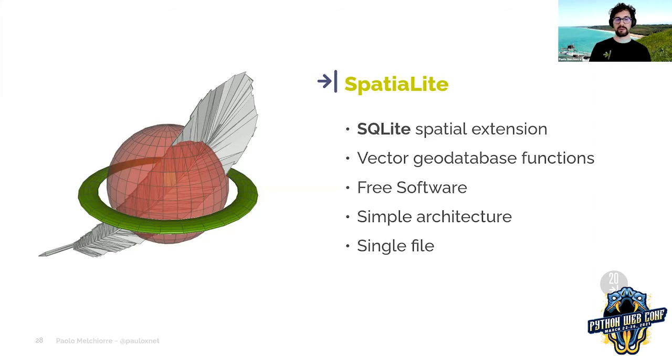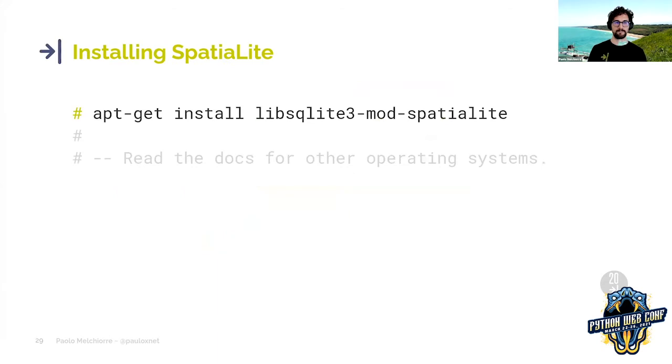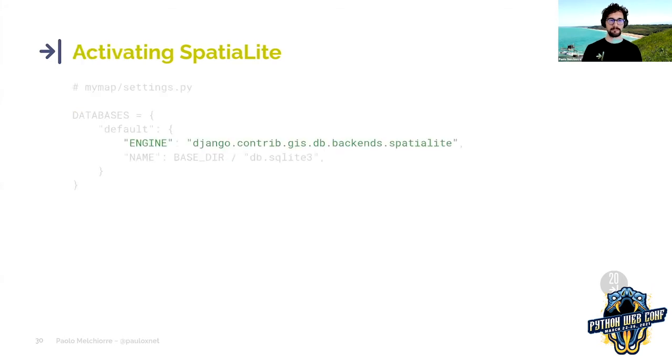It provides vector geodatabase functionality, and it's released with a free software license. It has a simple architecture: a complete database is an ordinary file. As before, on a Debian-based system, we can install the Spatialite package using the apt package manager. Let's add Spatialite as a database backend, setting the default engine in our project settings.